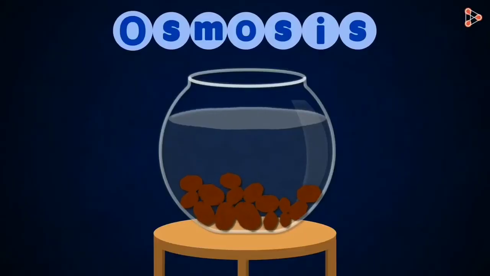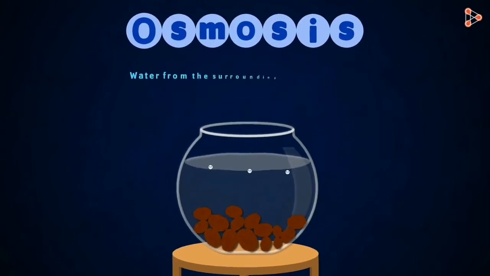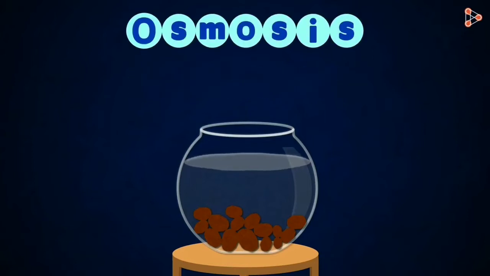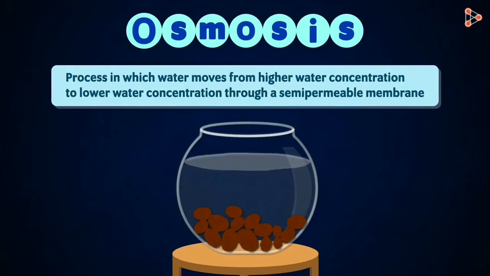Actually, what happened when we put dry raisins into a water bowl? Dry raisins have less water. So from the surroundings, water enters into the cells of the raisin, helping them to swell. And this is done by osmosis, where water moves from higher water concentration to lower water concentration through a semi-permeable membrane.